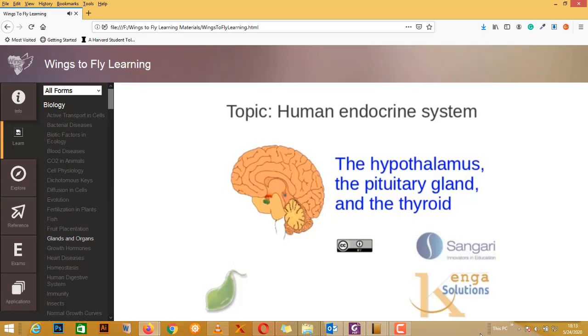I'm going to spend a little more time with you on the human endocrine system. This time we're going to look at the hypothalamus, the pituitary gland, and the thyroid, and how they all work together to control important metabolic functions within the body.